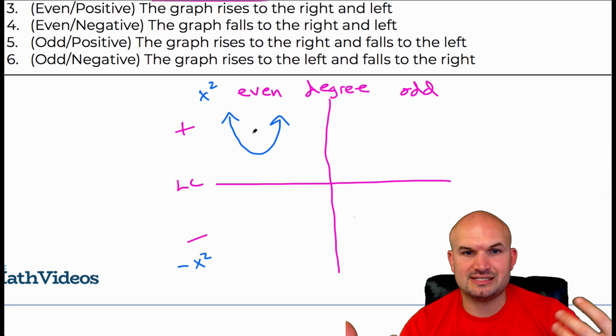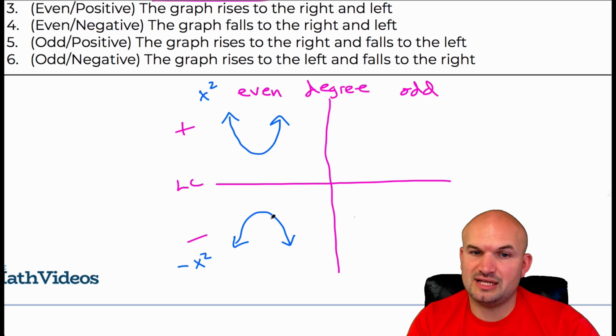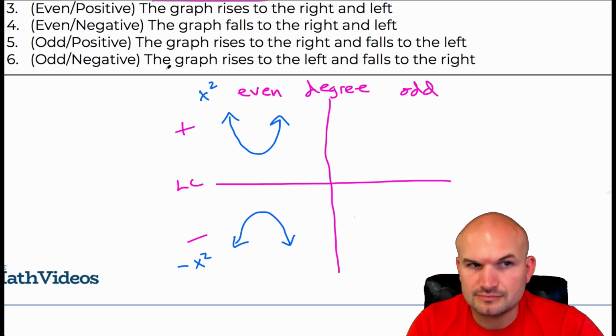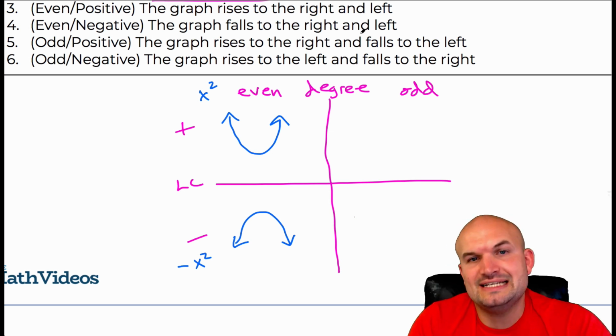And then if I put a negative x squared there, I know from my study in quadratics that that's just going to flip it. So it's going to look something like this. Now it's going to fall to the left and fall to the right. So as you can see here, if it's even and negative, the graph falls to the right and left. That's pretty easy for me to remember.